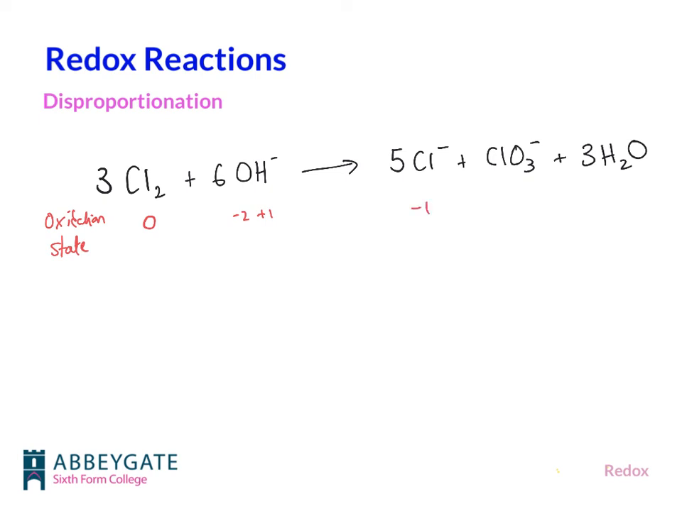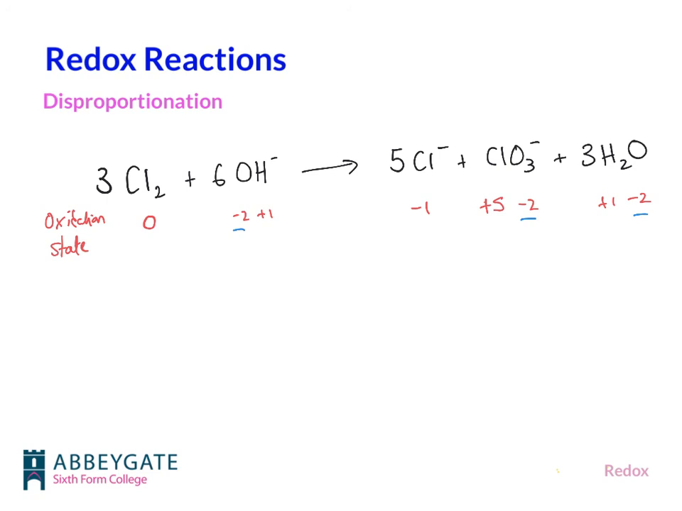In chlorate, we've got oxygen is -2, so three -2s is -6, and it's got to add up to minus 1, so the chlorine has got to be +5. And then in water, the hydrogens are +1 and the oxygens are -2. So let's have a look at what's happening with the various different parts. Let's deal with the oxygen and the hydrogen first. Oxygen starts as -2 and finishes as -2, so oxygen is definitely not being either oxidized or reduced. It's staying in the same oxidation state.